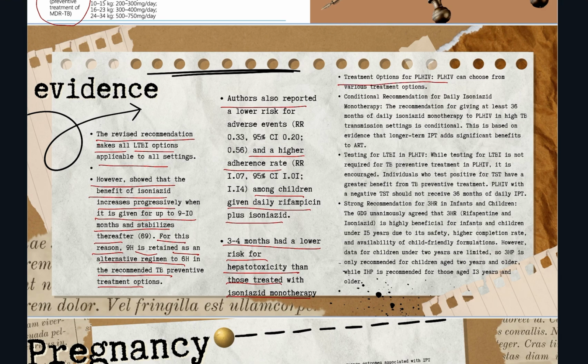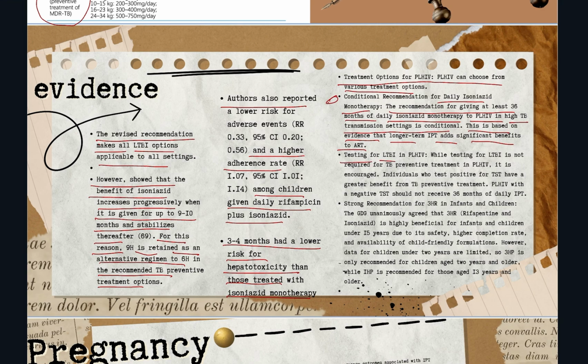Treatment options for people living with HIV. People living with HIV can choose from various treatment options. Conditional recommendations for daily isoniazid monotherapy. The recommendation for giving at least 36 months of daily isoniazid monotherapy to people living with HIV in high TB transmission settings is conditional. This is based on evidence that long-term IPT adds significant benefits to ART.